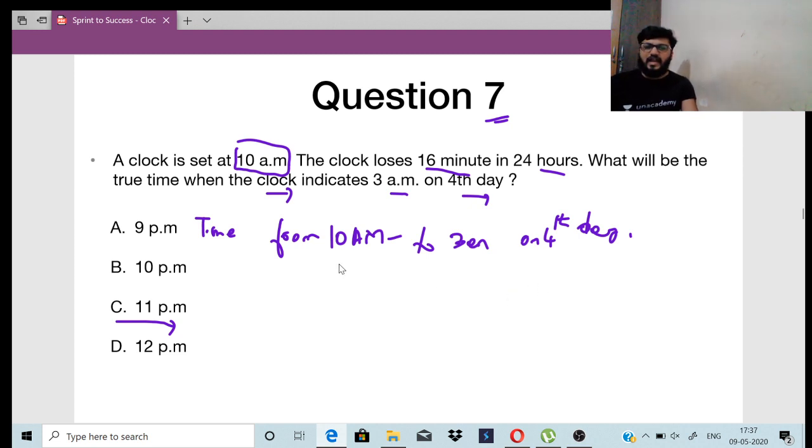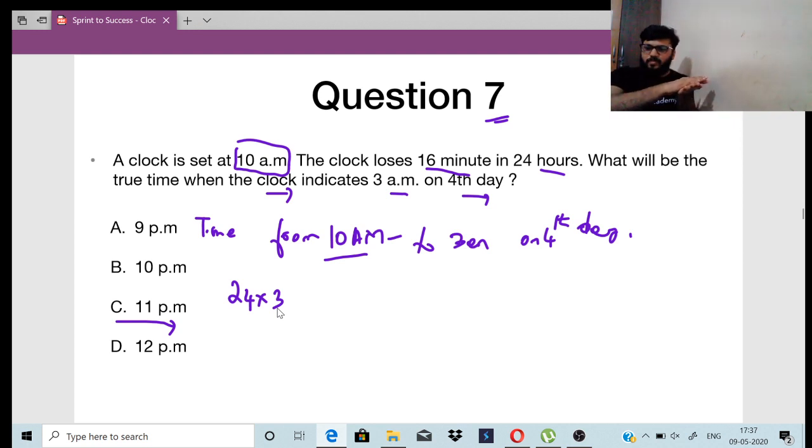The sixth one. Time from 10 a.m. to 3 a.m. on the fourth day, right? On the fourth day, that means how many days we have to calculate. From 10 a.m., 3 days will be there. So it is 24 into 3. 3 complete days will be there, right? You guys are following this?